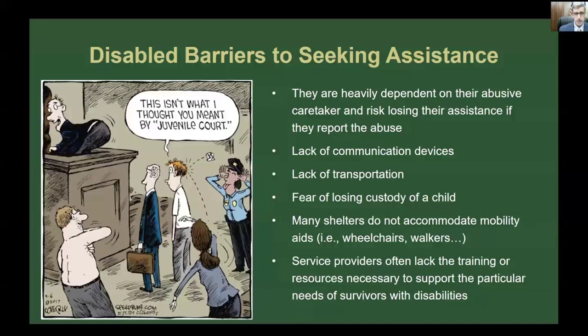Many shelters do not accommodate mobility aids like wheelchairs and walkers. And then also a lot of shelters don't have the providers or resources to meet the particular needs of a survivor with disabilities.